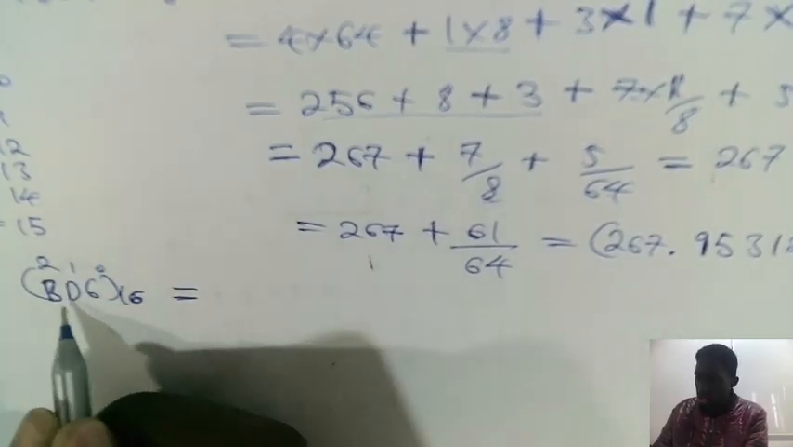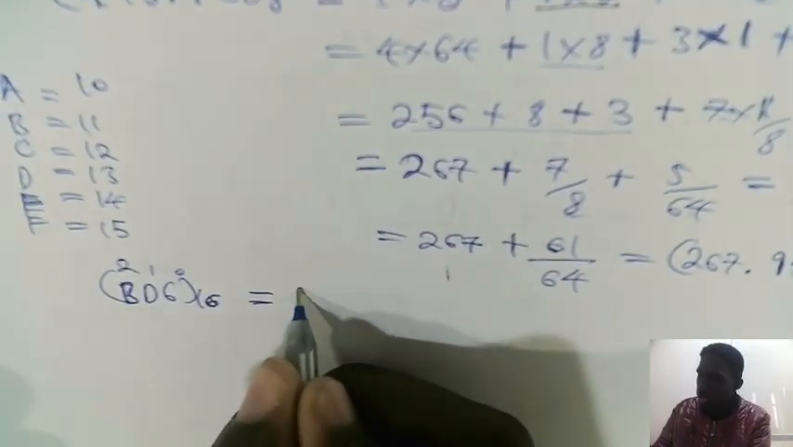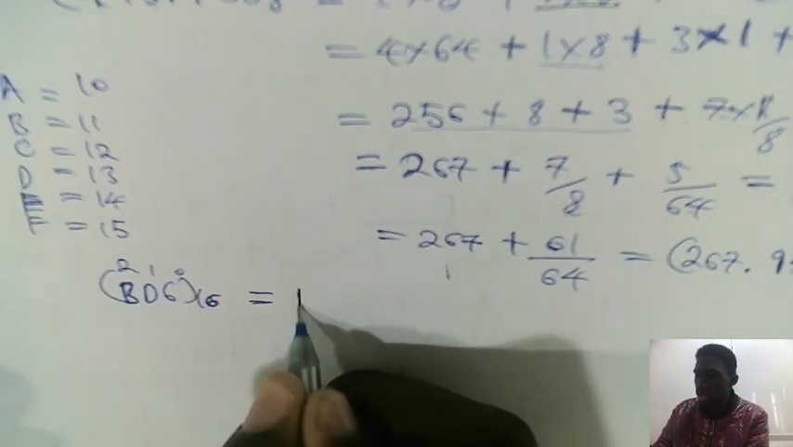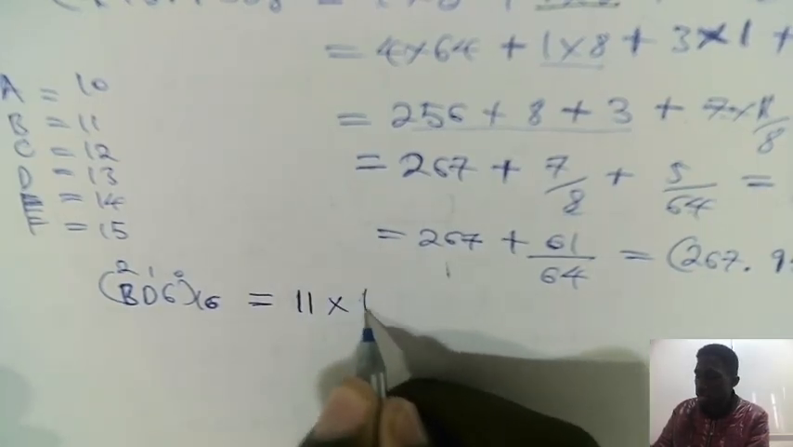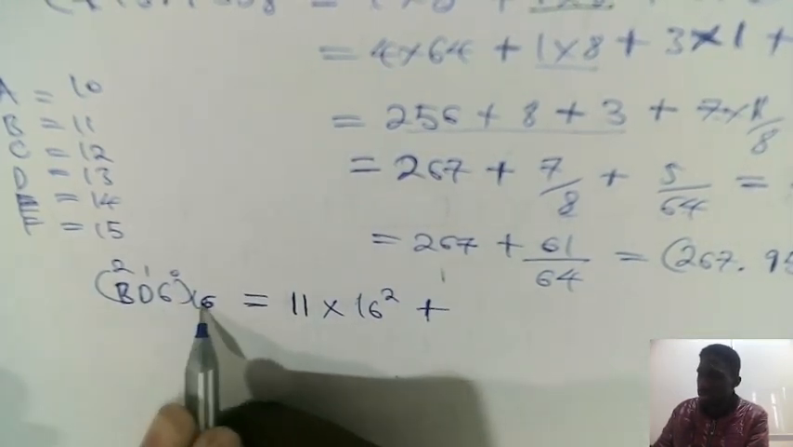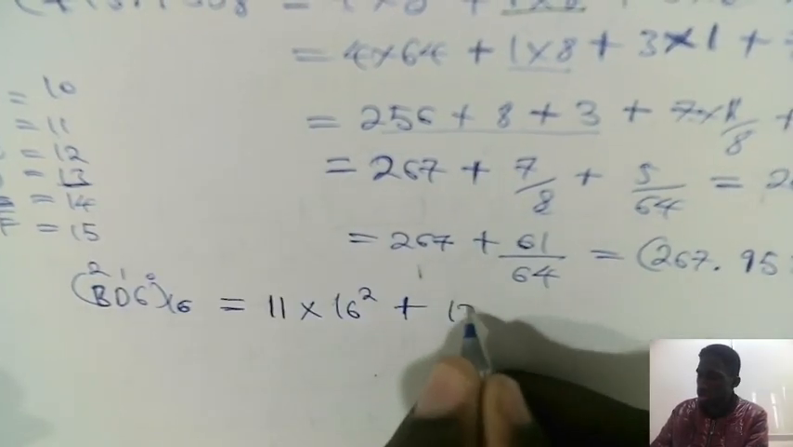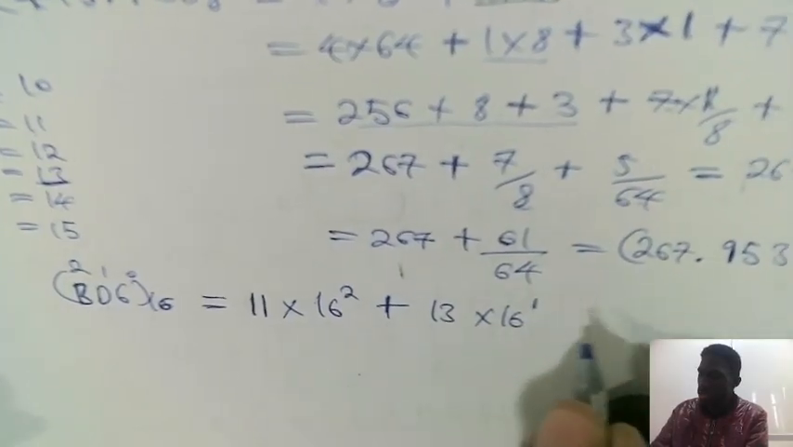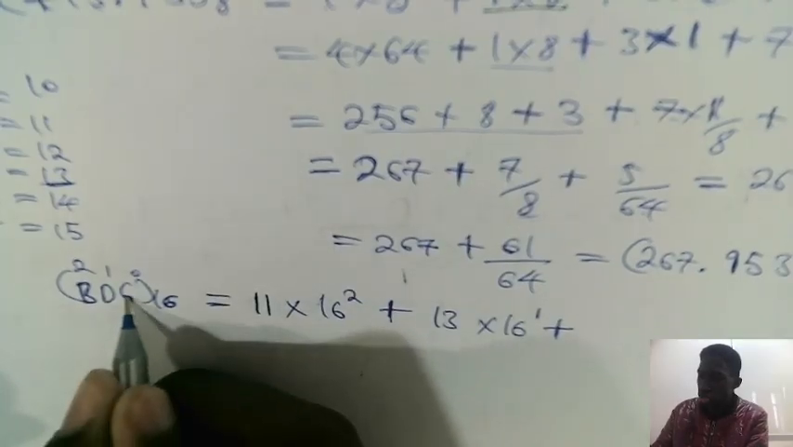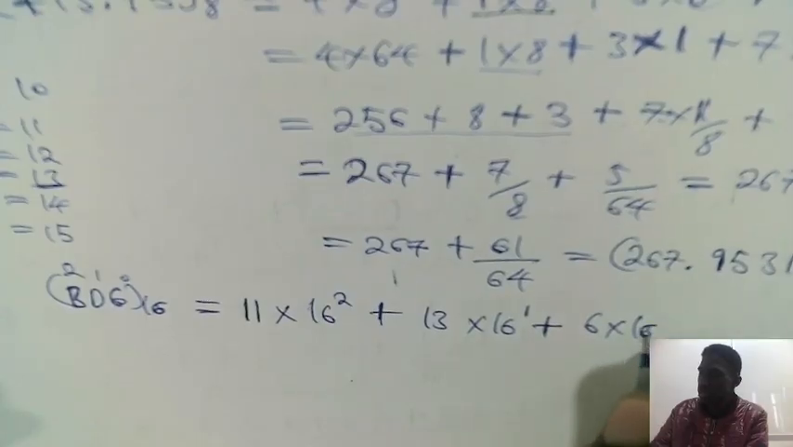So we have B. B is 11, right? So we have 11 times 16 to power 2, 16 is the base, plus D times 16. D is 13, so it's 13 times 16 to power 1, plus we also have 6. 6 is 6, right? So 6 times 16 to power 0.